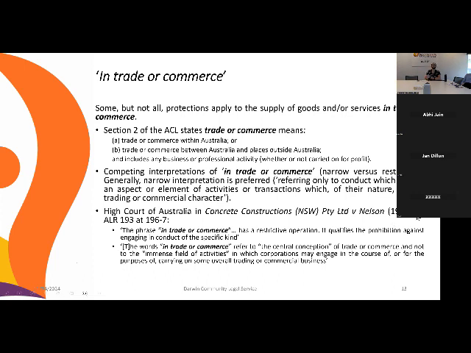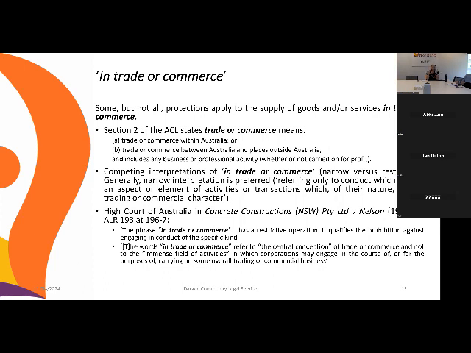Now, the other important thing with a lot of consumer protections, but not all, is that some protections only apply to the supply of goods or services in trade or commerce. Generally that means it needs to be in Australia or have some connection to Australia.